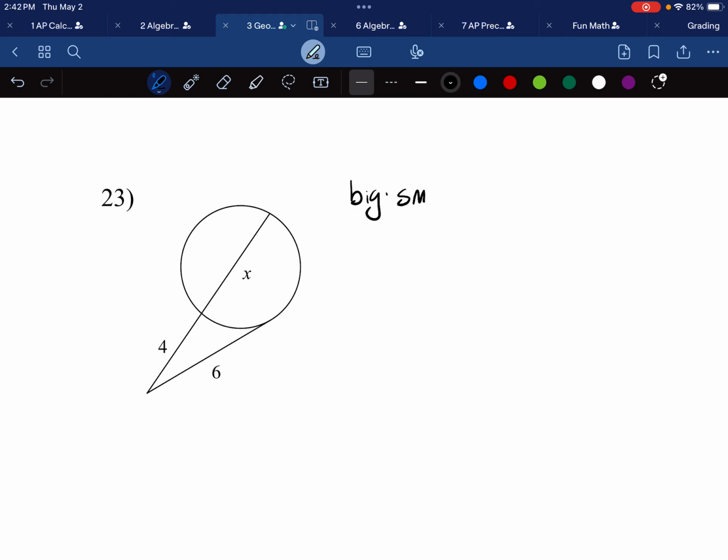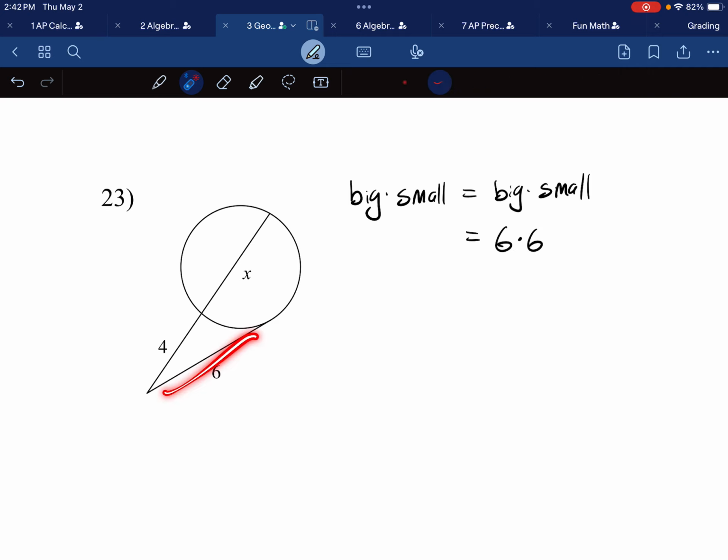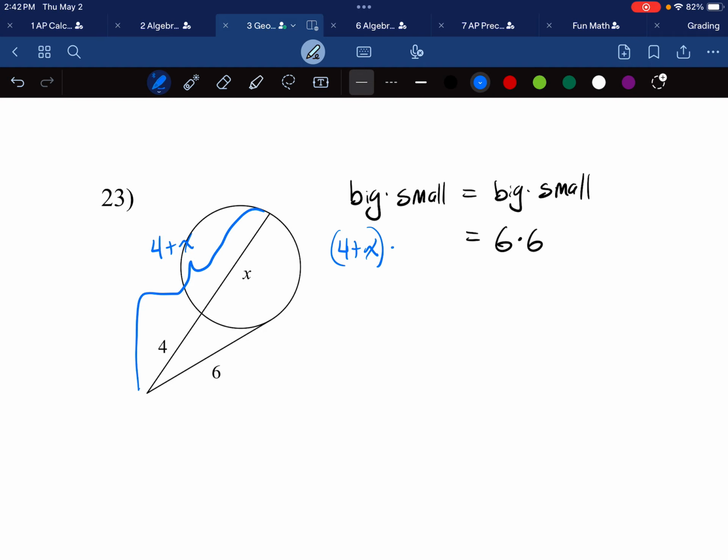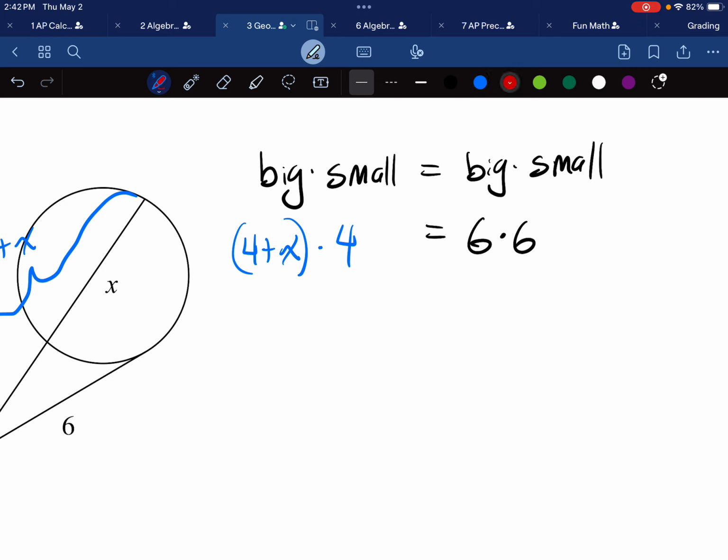It's, again, big times small is equal to big times small. This length is the big and it is the small, so it's this length times itself, which is 6 times 6. So this is going to be equal to 6 times 6. The big and the small happen to be the same length. And over here, the big is these two added together, right? That entire length is 4 plus x. That's the big. So 4 plus x is the big, and it's multiplied by this small length of 4. Cool. So we have everything to go.